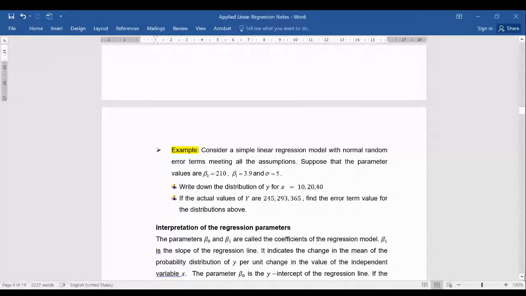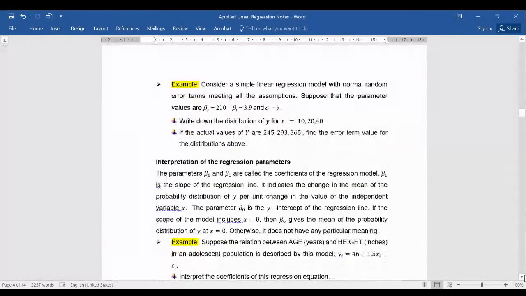So now we have an example here. We're saying consider a simple linear regression model with a normal random error term. This statement is very important here. If the error terms are normally distributed, it means the response variable is also normally distributed, and the error term meets all the assumptions.